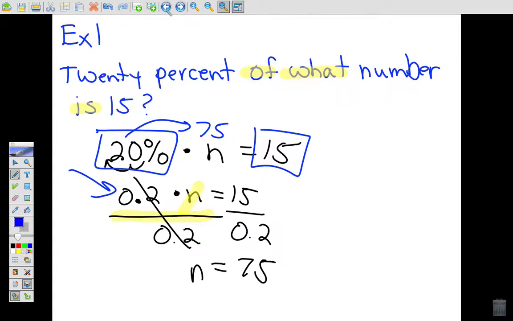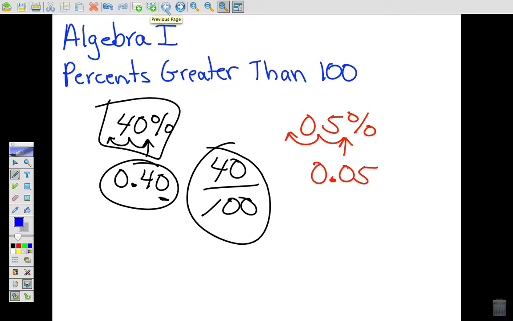So this is lesson 47, and the topic was percents greater than 100.